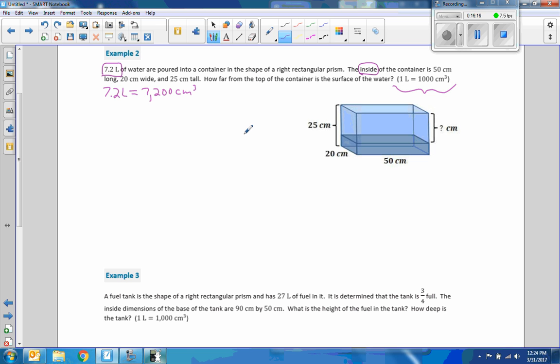Okay, so that's done. Then the next step is, you guessed it, write the formula. Volume equals base area times height. And I'm going to explain that again. Base area is length times width, replacing the capital B. So now volume equals length, 50 centimeters, times the width, 20 centimeters, times the height, 25 centimeters.